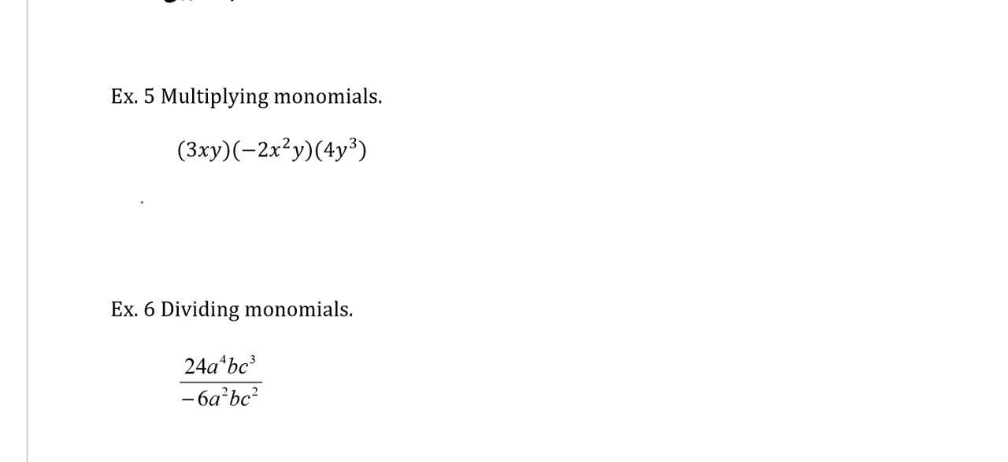Next, we'll take a look at multiplying monomials. So for this one, if you remember, we're just going to line up like parts with like parts. So I'm going to look at the coefficients first, and I'm going to do all of them together. It's 3 times negative 2 times 4. So that's negative 6 times 4, which is negative 24. That part's easy enough. Now here's the tricky part.